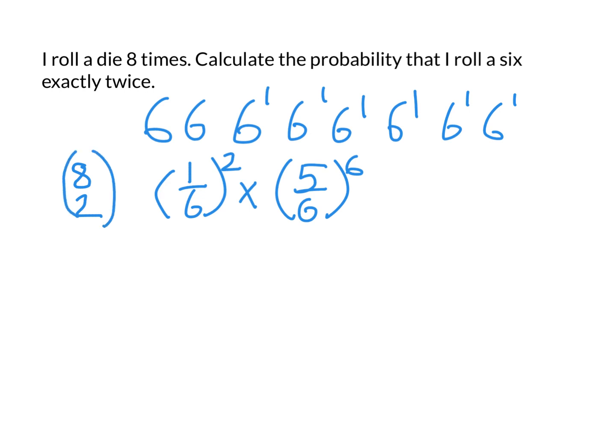So combinations can help us here count how many ways this can occur. So for the final answer, I just put this straight in the calculator and we get about 0.26. So once again, combinations came to the rescue. They allowed us to count many possibilities very quickly.